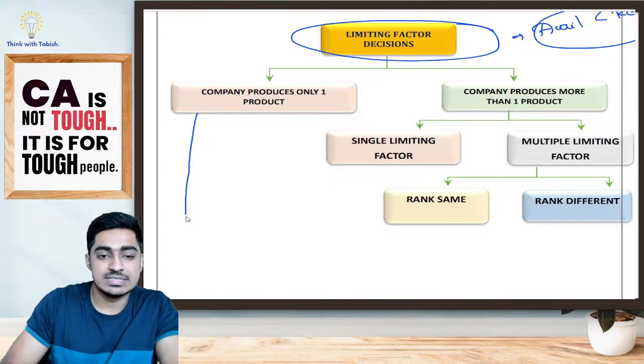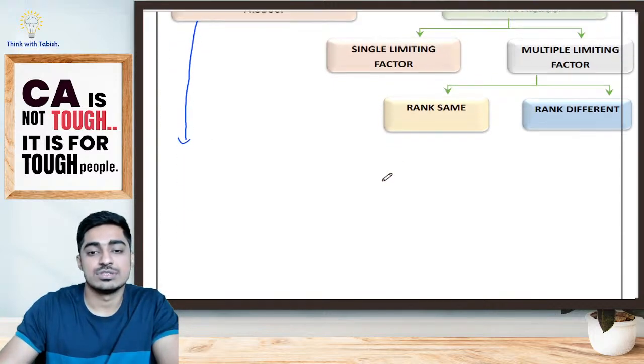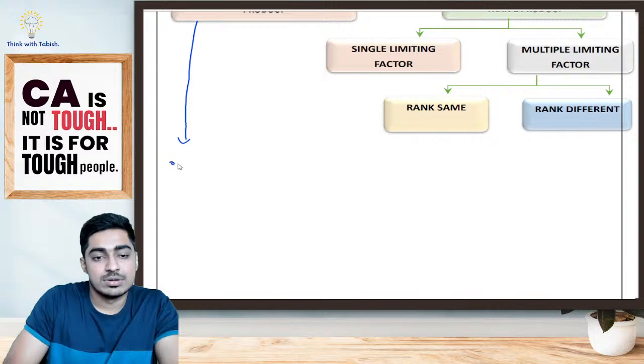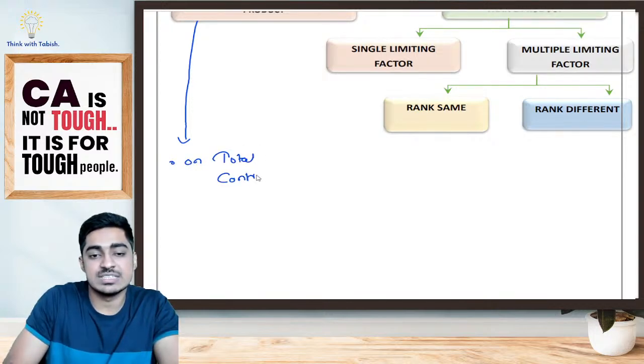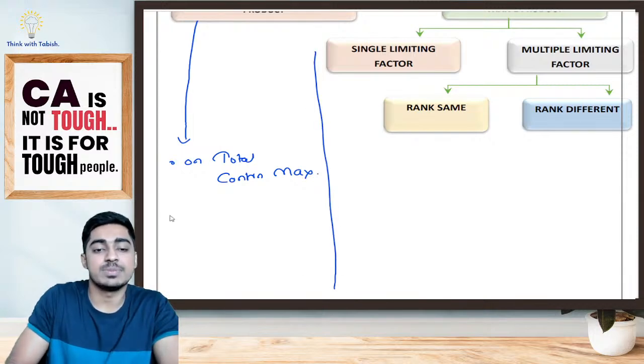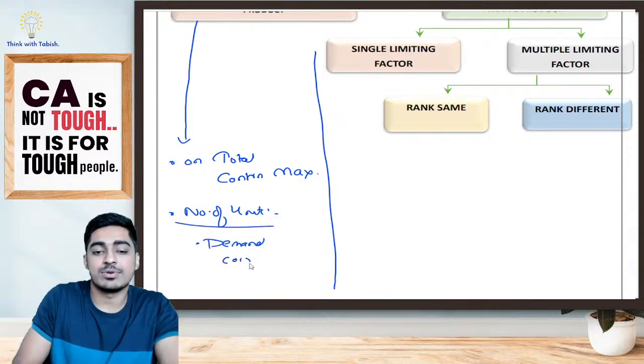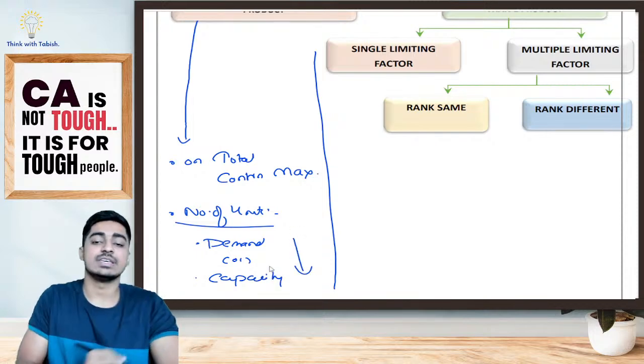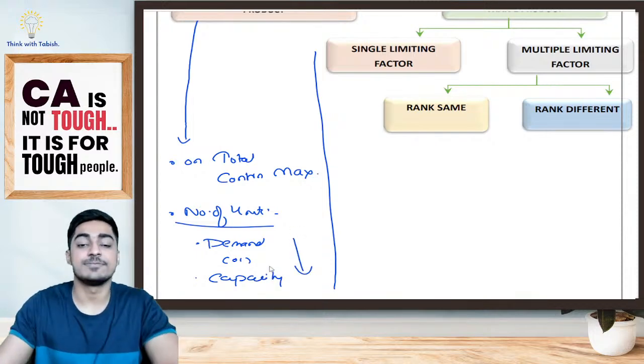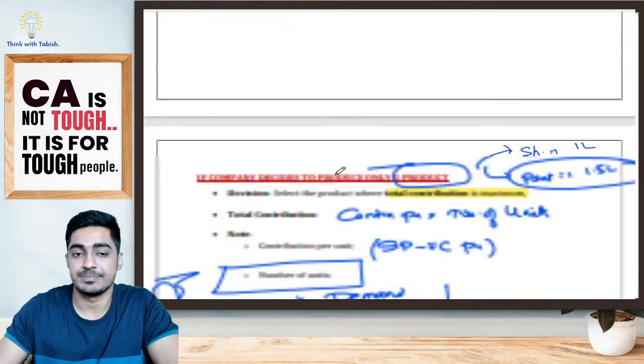We'll be taking a decision based on wherever total contribution is maximum. How do we get total contribution? It is contribution per unit into number of units. How do we get number of units? It is number of units demanded or the number of units for which we have the production capacity, whichever is lower. This is the first type of question which can come.